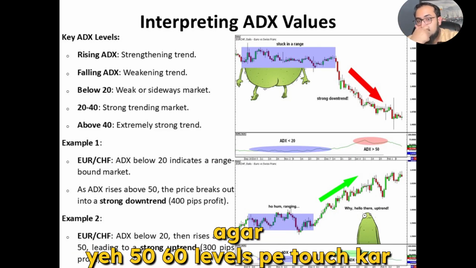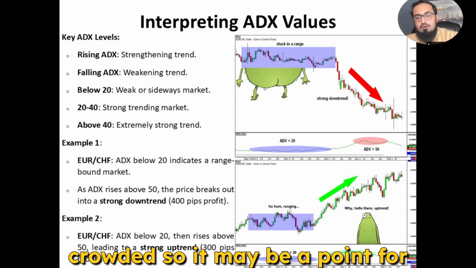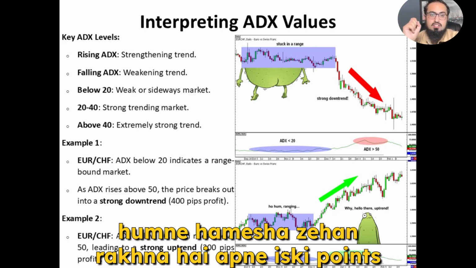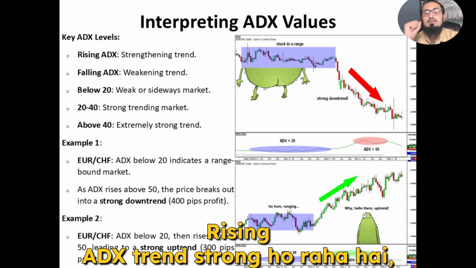Then the other thing to note is if ADX is touching the 50-60 level, it means this trend is getting overbought. That is, the trend is extremely crowded. So it may be a point for reversal at extremes. So we always have to keep this in mind, follow its points and act on them.